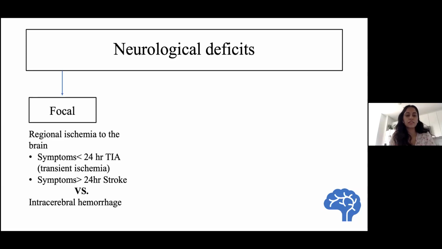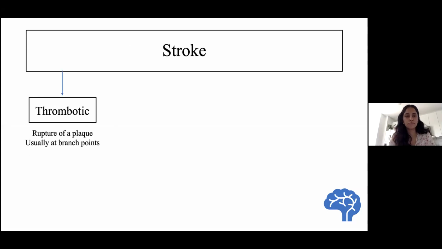And when this occurs, it's important to figure out, is it a TIA versus stroke? And it really depends on how long these symptoms last. Less than 24 hours, it's a transient ischemic attack. Greater than 24 hours, it's a stroke. But when someone comes in acutely, presents with neurological deficit, you don't think about a TIA. That's a diagnosis you make in retrospect. You treat it as if it's a stroke. Again, focal ischemia can also occur due to intracerebral hemorrhages as well.